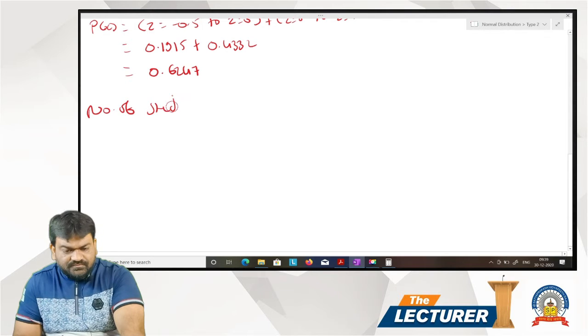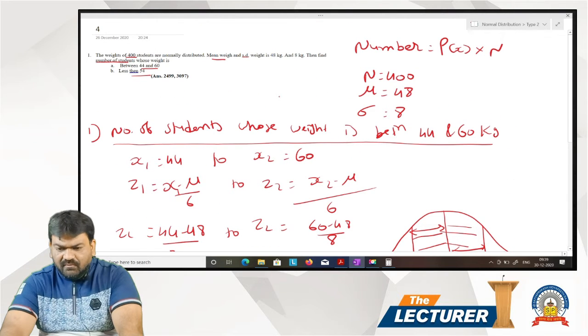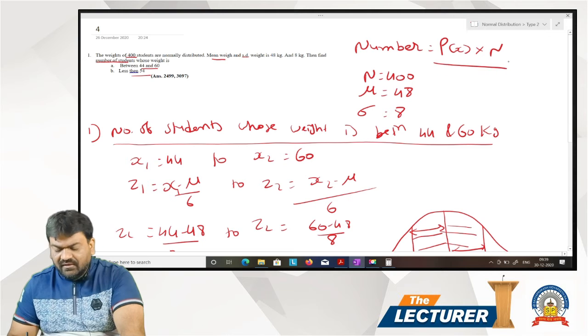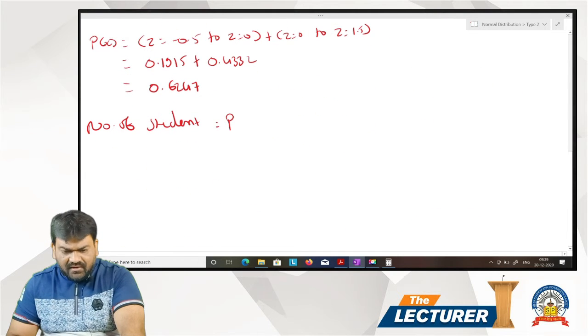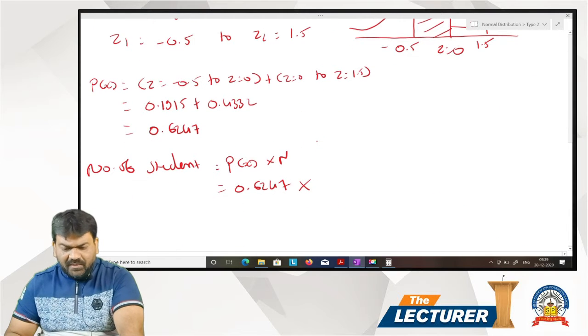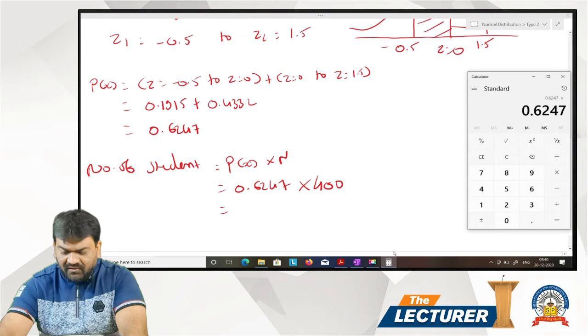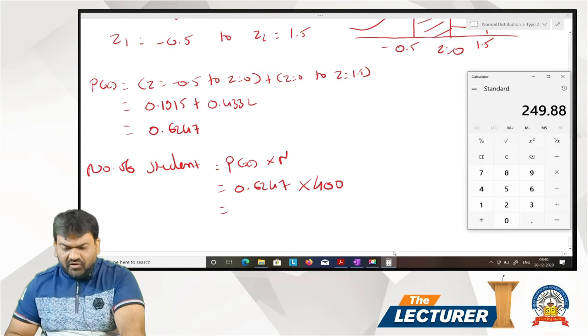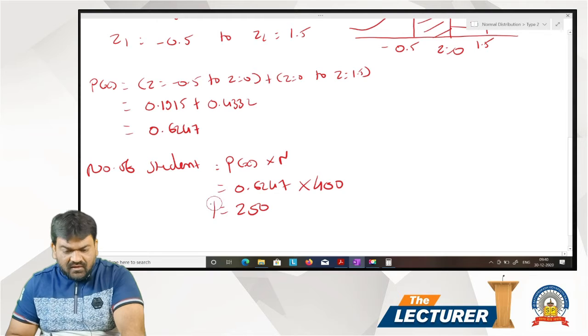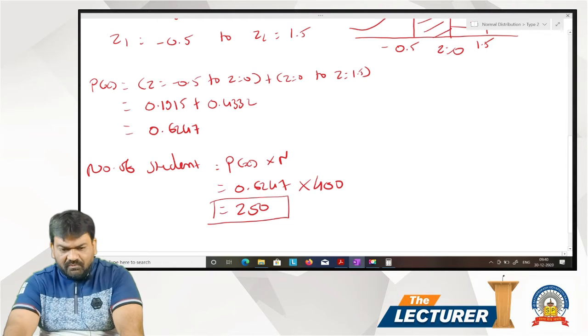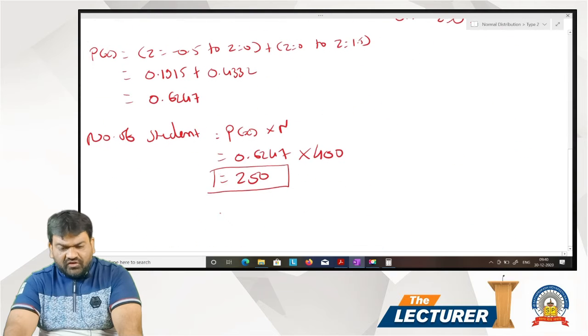Number of students is equal to P of x multiplied by N. So P of x multiplied by N. 0.6247 multiplied by how many students are there? 400 students. So capital N is equal to 400. 0.6247 multiplied by 400, that is 249.88, that is 250. There are 250 students whose weight is between 44 to 60 kg.